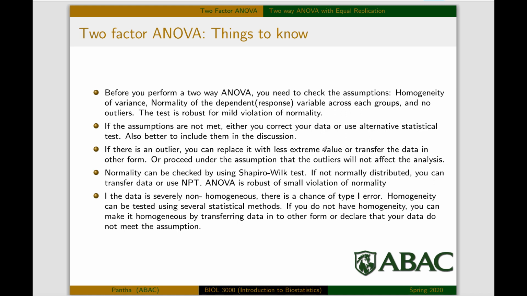Before you perform a two-way ANOVA, you need to check the assumptions. Homogeneity of the variance is one of the important assumptions, and normality of the dependent variable, right? So normality of the data across each group is also a very important assumption, and no outliers. There should not be outliers. The test is robust for mild violation of the normality. If the assumptions are not met, either you correct your data or use an alternative statistical test. Also, it is better to include them in the discussion.